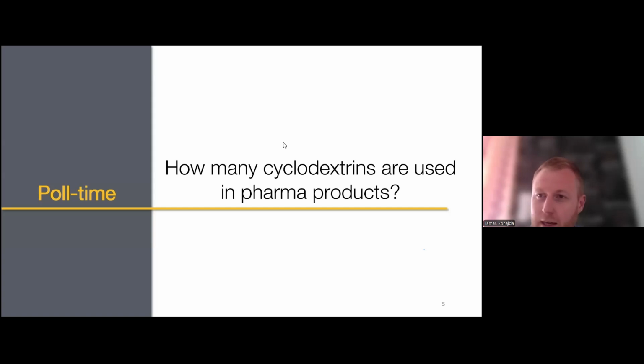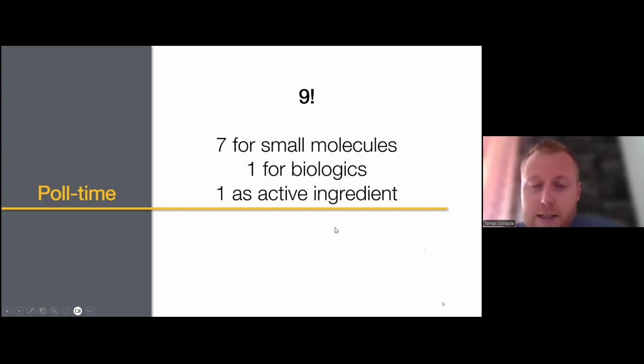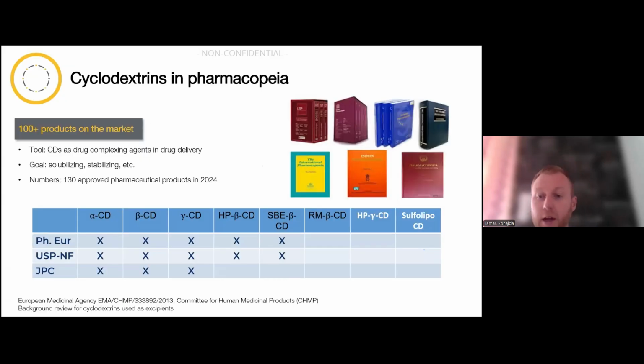So let's see. The correct answer is nine, indeed. There are seven cyclodextrins which are used as excipients in pharmaceutical formulations for small molecules. Obviously, these are the ones that we'll talk about today. There is one additional cyclodextrin that's used in vaccines as a vaccine adjuvant. That will not be the topic of the talk. And there is one, sugammadex, which is used as an active ingredient. Yes, as an active ingredient. So nine is the correct answer.